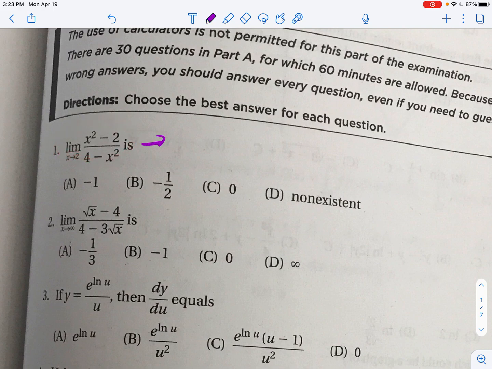So for problem number one, any limit problem, our first instinct is to plug in. If I just plug in, I have 4 minus 2 over 4 minus 0, which is 2 over 0. And that's never going to resolve to something. This is fundamentally weird. The graph has a vertical asymptote or something like that. So this would be D. Number one is D.